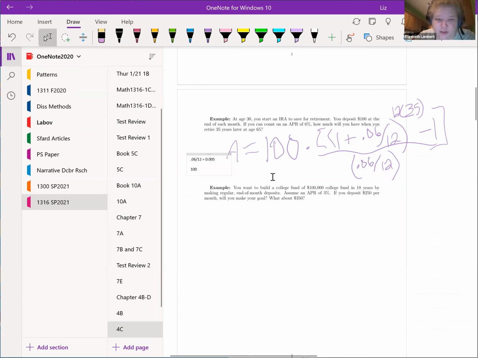All right, 100 times, open, 1 plus 0.005 is 0.005. So we can save ourselves a little bit of work. Raised to the, and then because there's 2 numbers here, I'm going to open parentheses. Or you could calculate 12 times 35 separately and then just put whatever that result is there. Then we subtract 1 from that. That is all of our top things divided by the bottom thing, which was the 0.005.